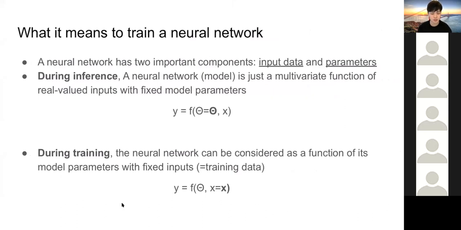Here's a really important clarification that I saw many students get confused about: a neural net has two important components, input data and parameters. And these two should not be confused. During inference, a neural network is just a multivariate function of real-valued inputs with fixed model parameters. We're saying the model parameters are fixed. Model parameters in the previous slides were things like U, V, B, W. These were the common notation you would use to refer to the model parameters. So during inference, these parameters are fixed.